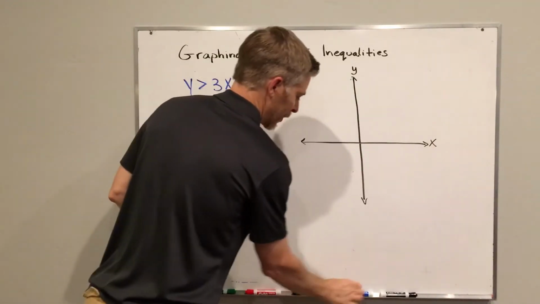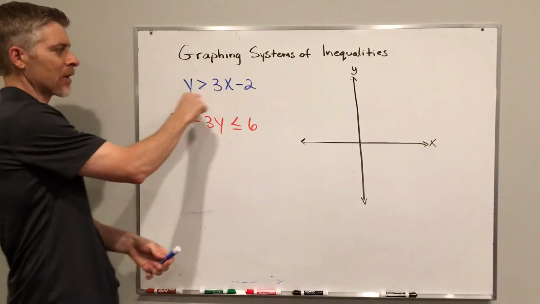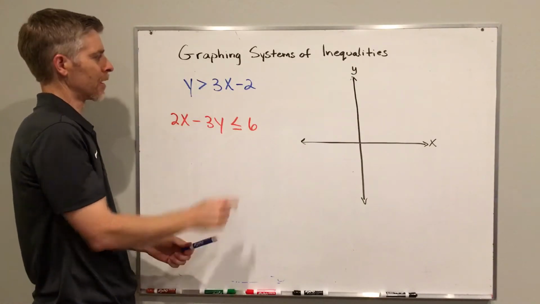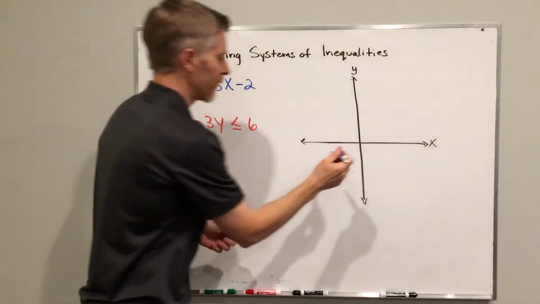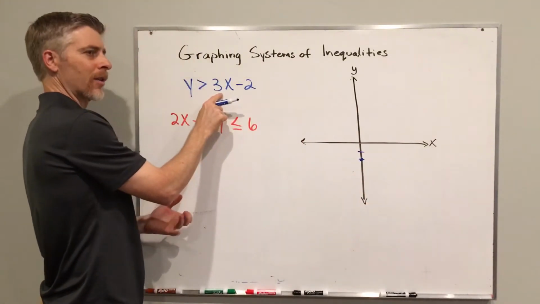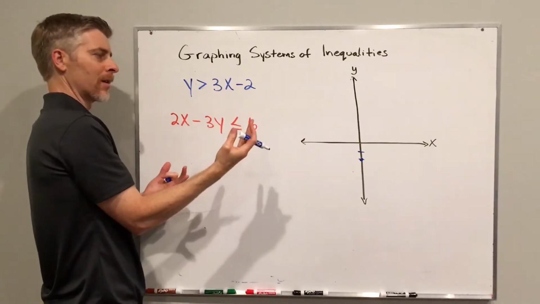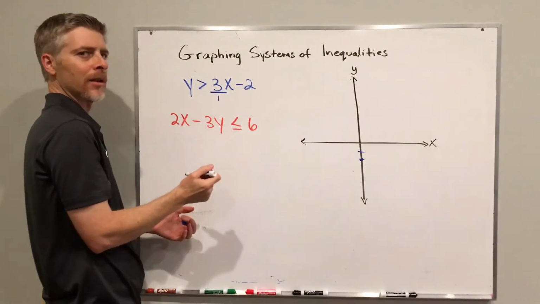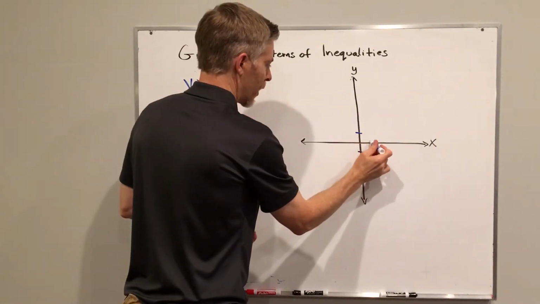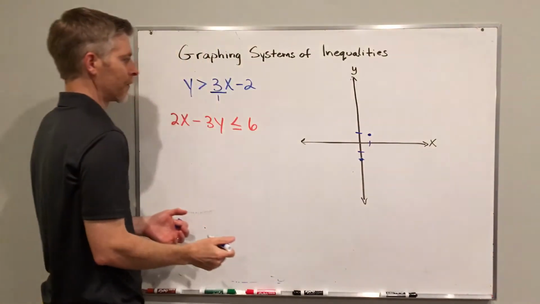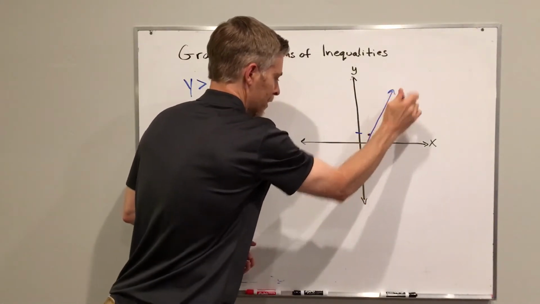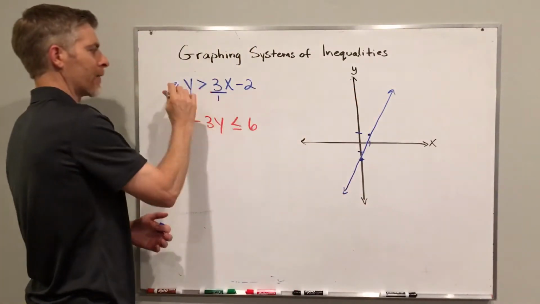All right, let's start with the blue inequality. Now this one's already set up for graphing. It's in the y equals mx plus b form. So the y-intercept is -2, and the slope is 3. Oh yeah, we can always turn that into a fraction, 3/1. So we're going to go up 3, 1, 2, 3, right 1. All right, and we connect those dots, and that's the line of this equation.